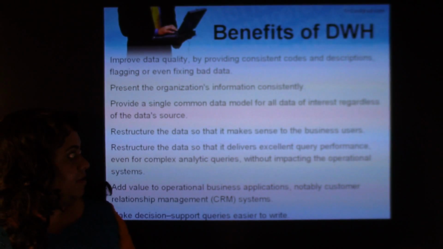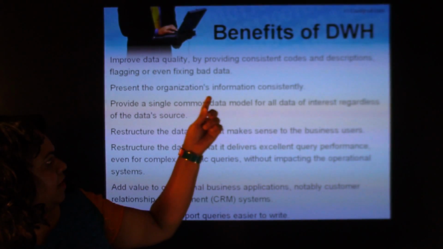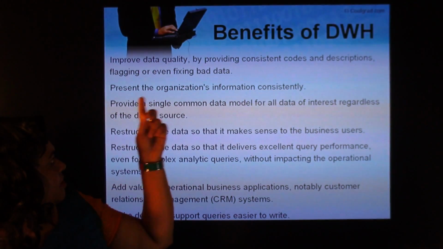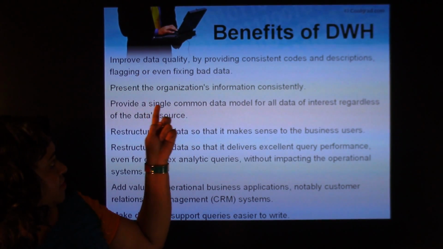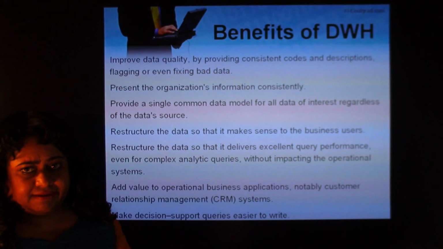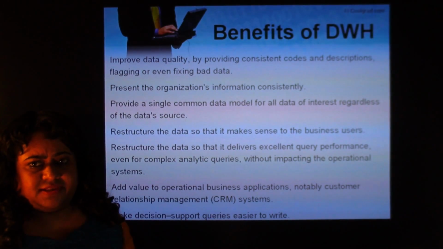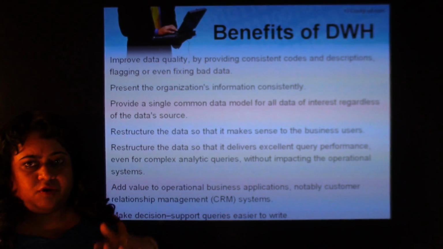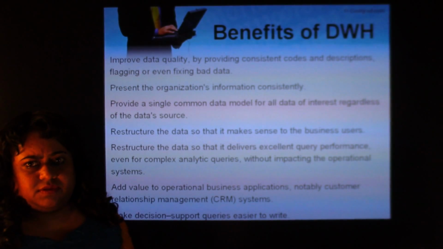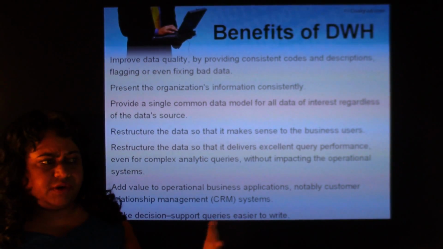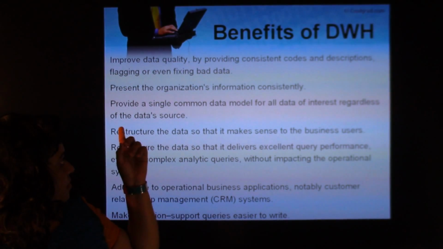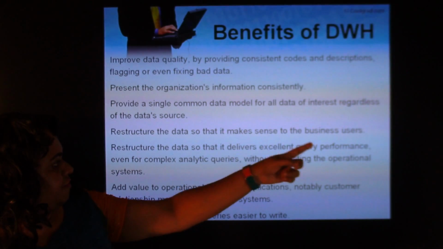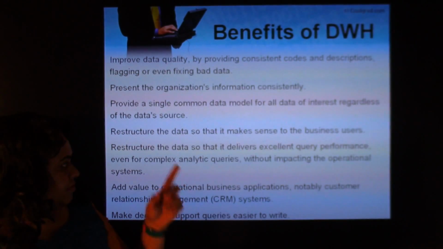So benefits of data warehousing: improve data quality by providing consistent codes and descriptions, flagging and even fixing bad data. Present the organization's information consistently. Using these standard processes, you get a consistent view of how data trends are occurring in the organization, and what kinds of data are coming in and what they mean to the organization's future. Provide a single common data model for all data of interest, regardless of the data source.